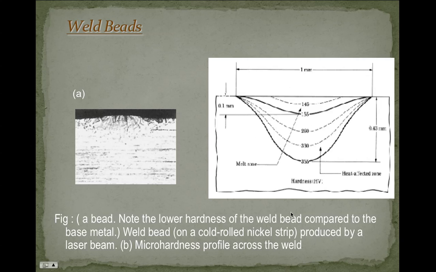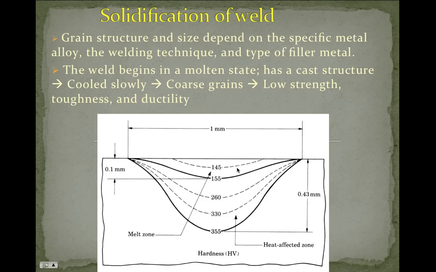The lower hardness of the base weld bead compared to the base metal. You can see here 146 and here 355. This is the hardness. It will be more clear in this picture. You can see the hardness here, the 145 value. That is on the last solidifying area.